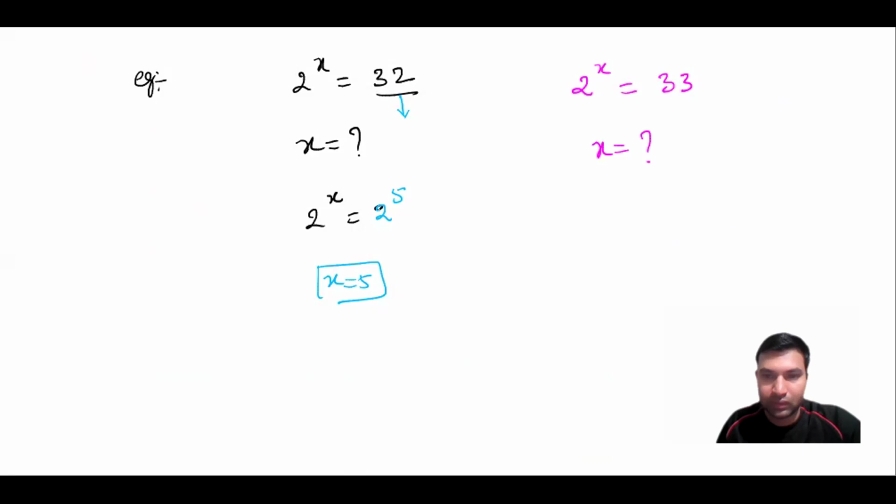So what we do is we take log on both sides to some defined base, let's say 2 itself. And then using the laws of log, we find the value of x. So we'll do this in the next video.